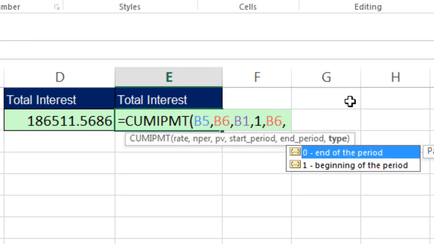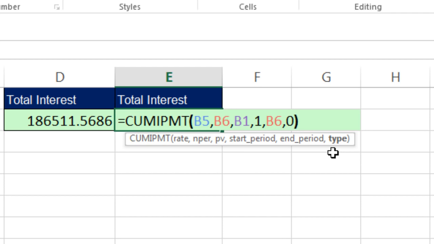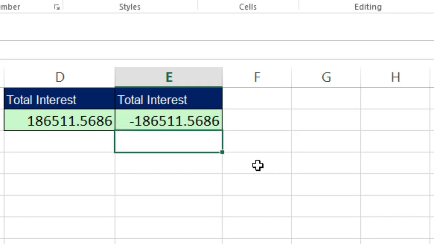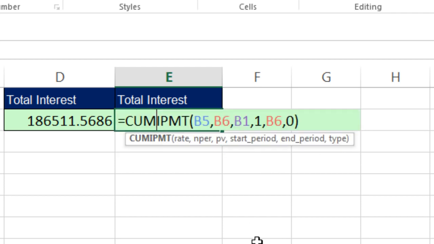Notice there's not a square bracket around type like there was with PMT, so we have to put it in. It's going to be end, close parentheses, and Control Enter, and we get the same exact number. That's another financial function. That's pretty cool.